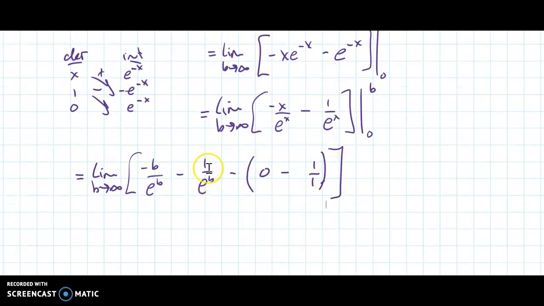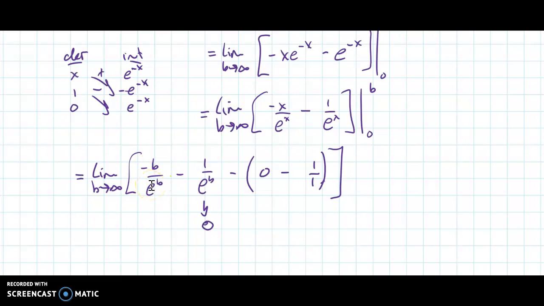So here's the deal. This stuff's easy. This 1 over e to the b, as b goes to infinity, that is an exponential growth in the denominator of a fraction. That's going to go to 0. You should see that. This goes to 0. Next one, I've got negative b over e to the b. In the top, actually you can ignore the negative, we've got a linear growth. In the bottom, we have an exponential growth.